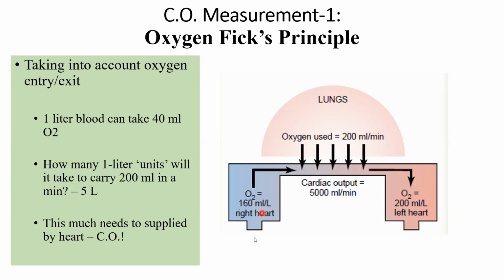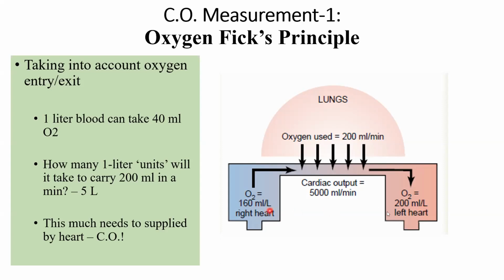Look, this is the right side of the heart, and this is the left side of the heart. So blood, when it's pumped into the right side, and the right side then pumps it into the lungs, it then becomes oxygenated, and it's received in the left side of the heart. If you look at the oxygen difference in the blood that is being received by the lungs from the right side of the heart, the oxygen concentration is 160 ml per liter, while the blood after oxygenation is 200 ml per liter.